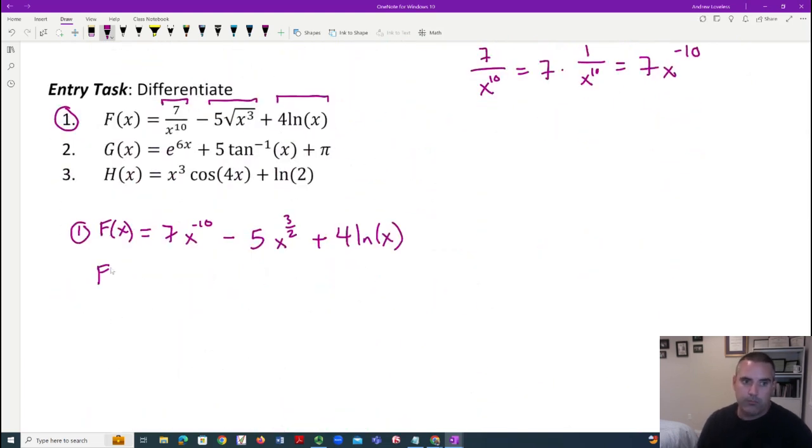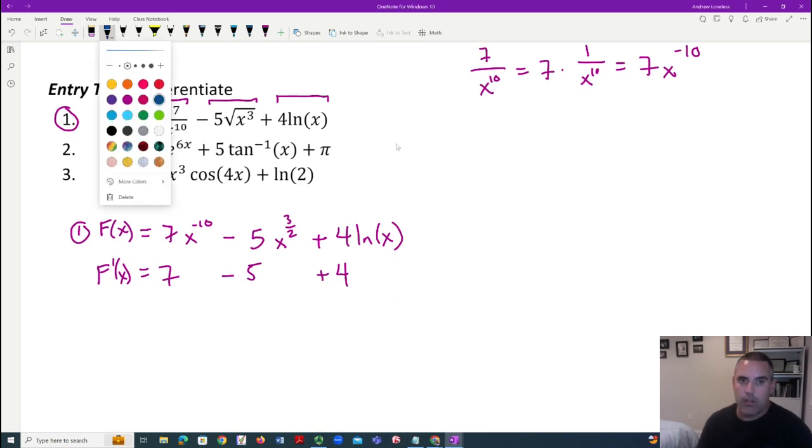What do we do? The pluses and minuses come along for the ride. The coefficients come along for the ride. And then I just use the derivative rules. And those are all in our list of derivatives.